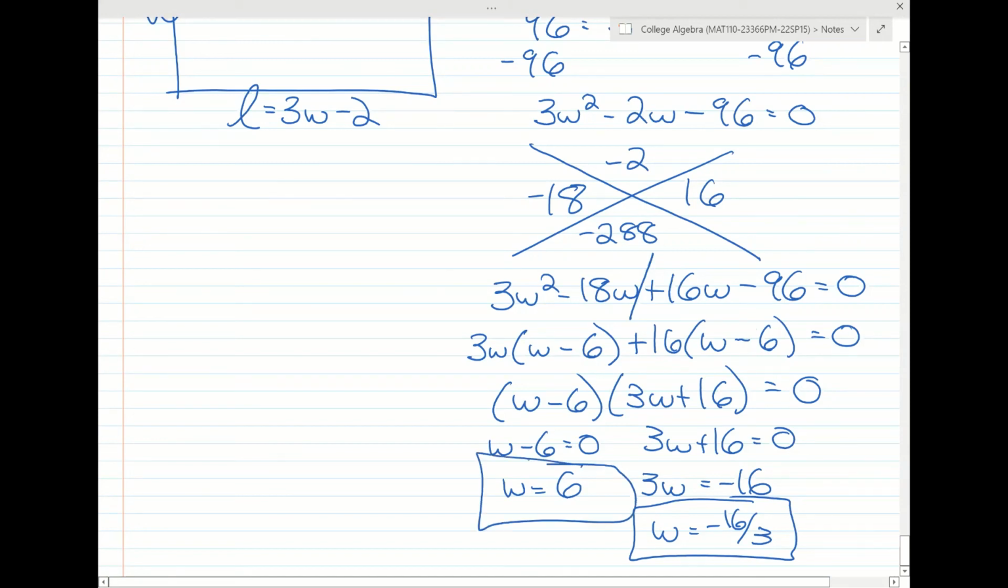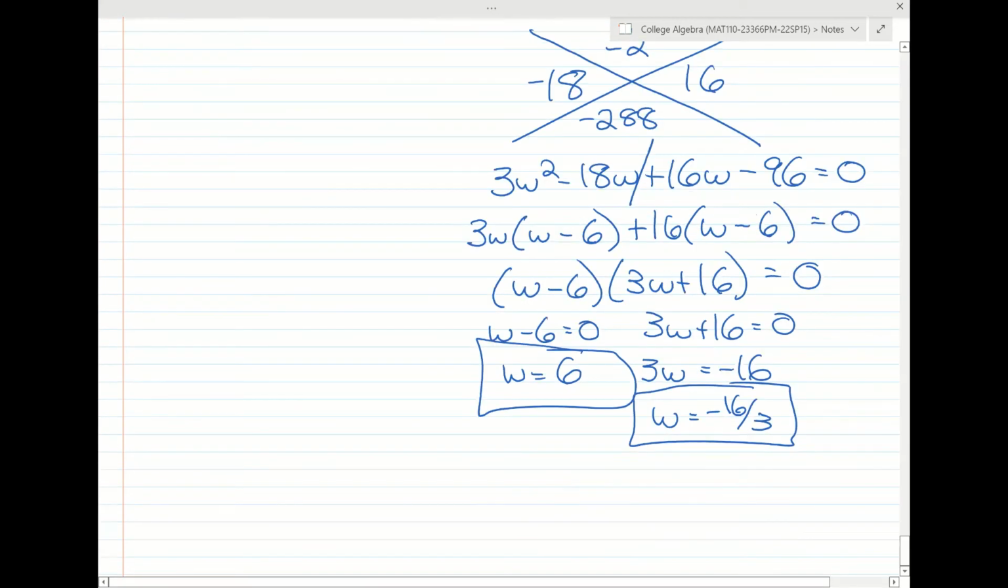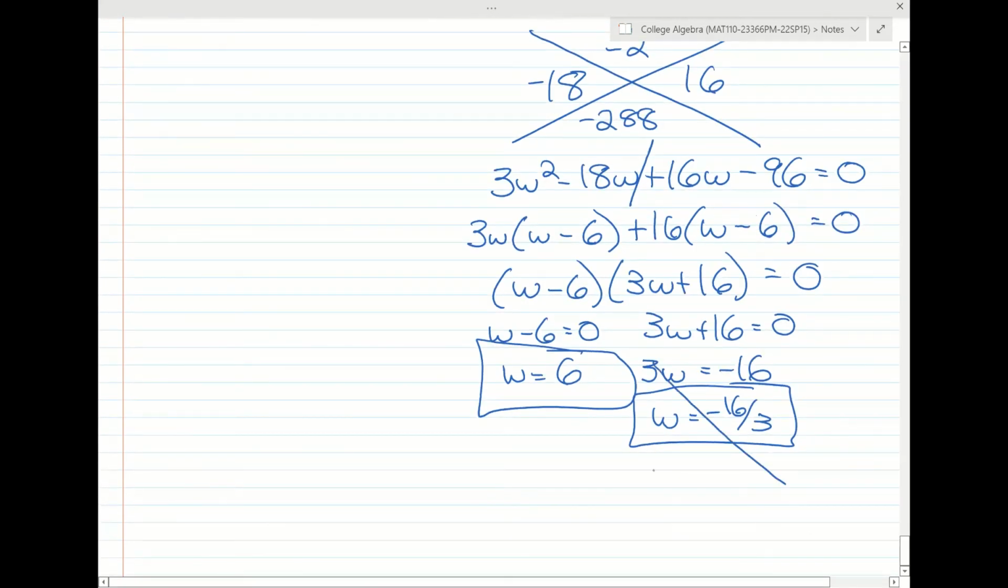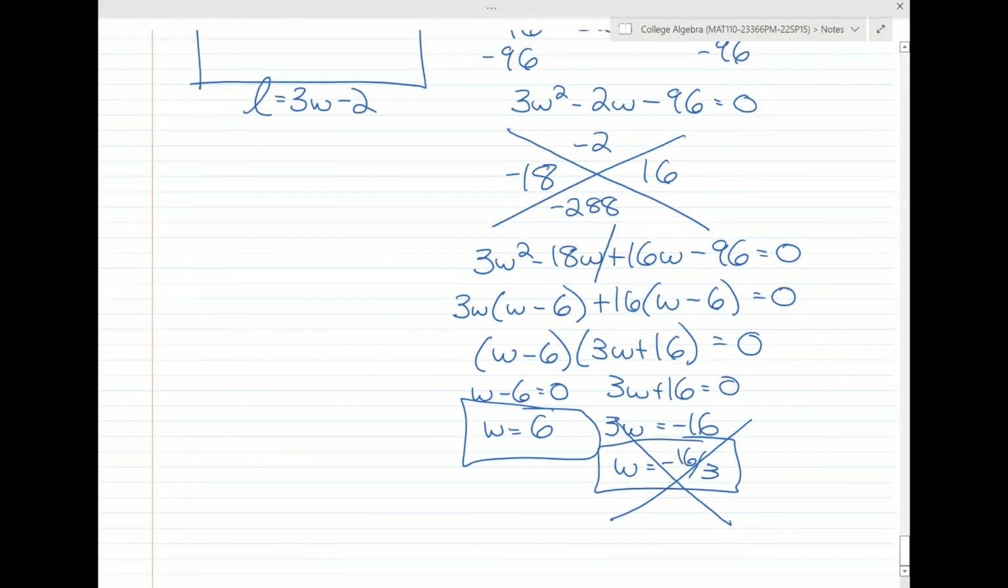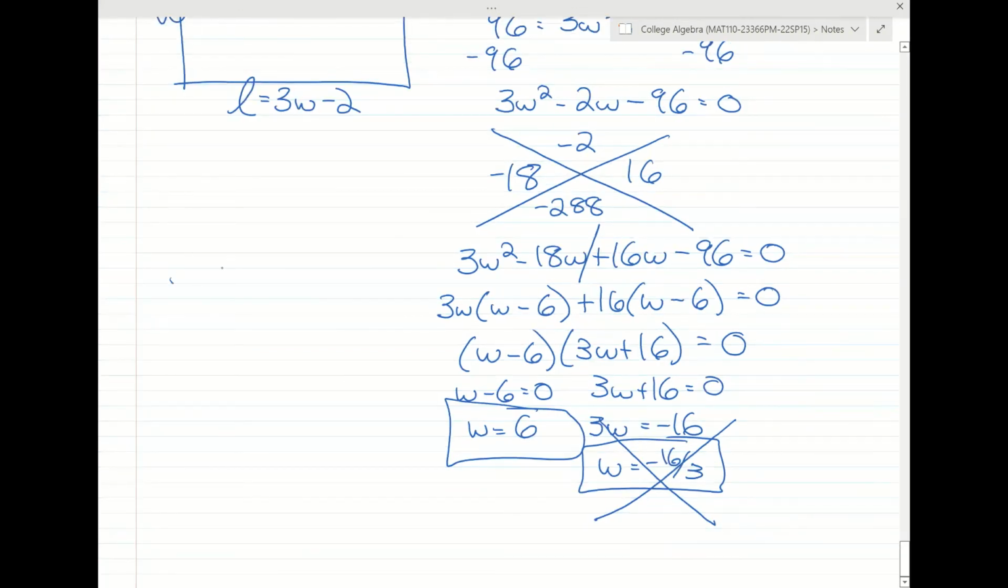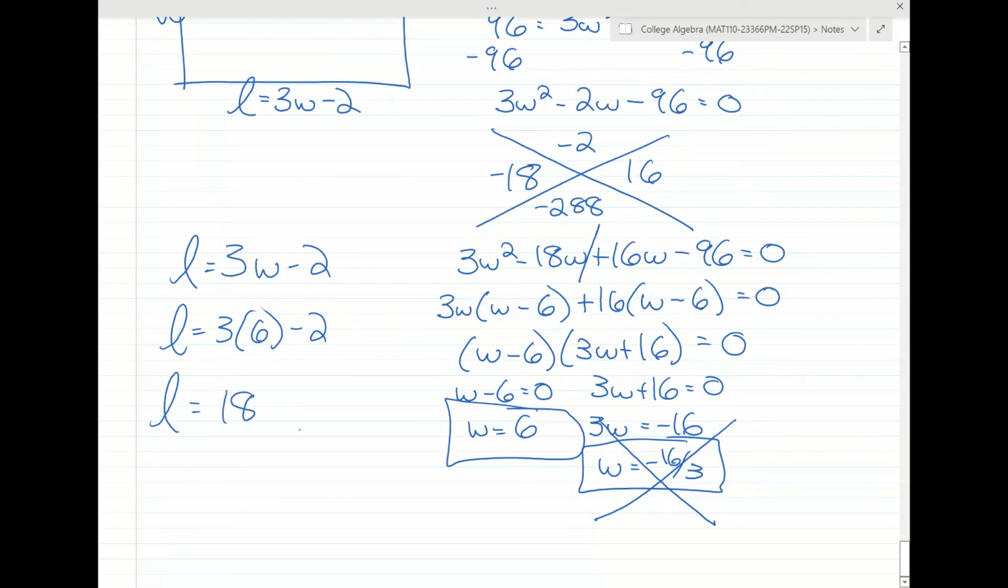One of these is incorrect. Does anyone know what the wrong answer is? Yeah, you can't have a negative width. Sometimes when you're doing these word problems, you'll get an answer that's negative, and you just say that that doesn't make any sense. So if the w is 6, the length is 3w minus 2. 3 times 6 minus 2. 18 minus 2 is 16. Right, so we have the width, we have the length.